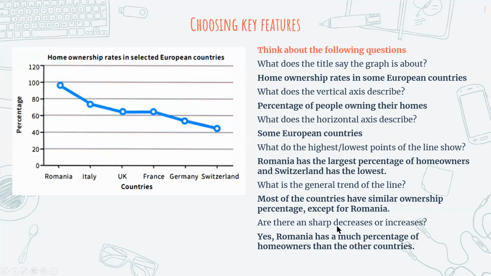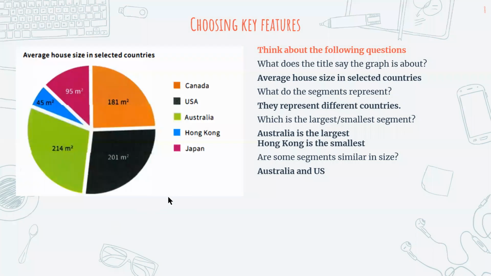Are there any sharp decreases or increases? Yes, Romania has a much higher percentage of homeowners than the other countries. Romania has almost 100%. So understanding your visual data is key to writing the report, because if you do not understand what you are looking at, you will not be able to write anything. Am I right? Okay. Now we have a pie chart, which looks like a pie or a circle.